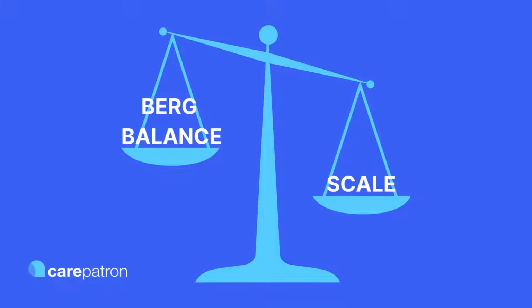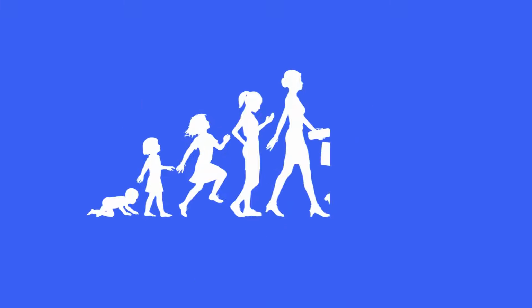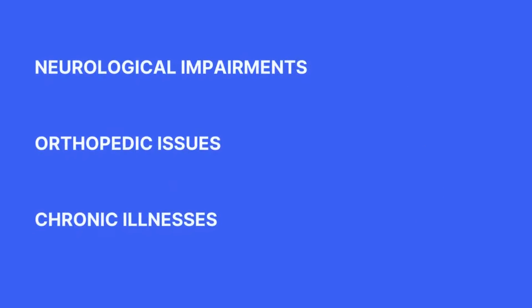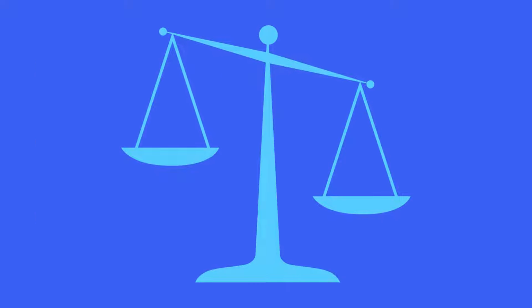As we age, our balance and mobility can be affected significantly. A range of factors include neurological impairments, orthopedic issues, and chronic illnesses that can cause balance issues. The Berg Balance Scale was developed by Catherine Berg in 1989.